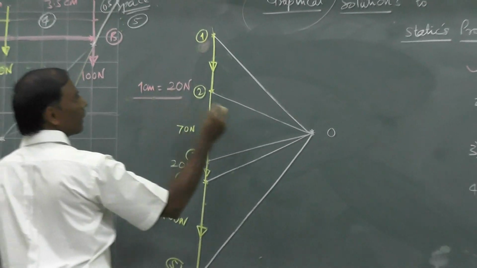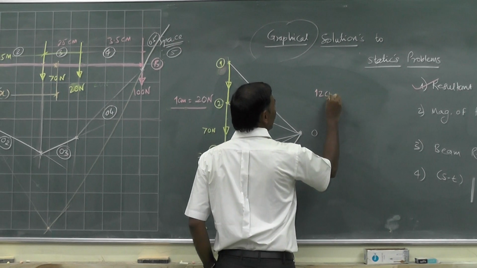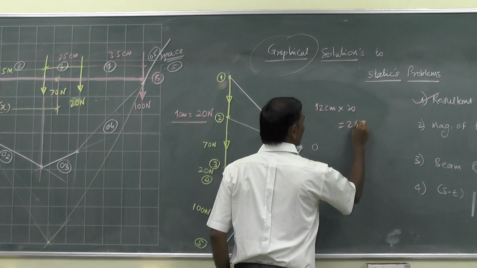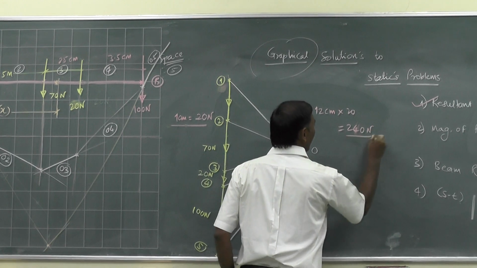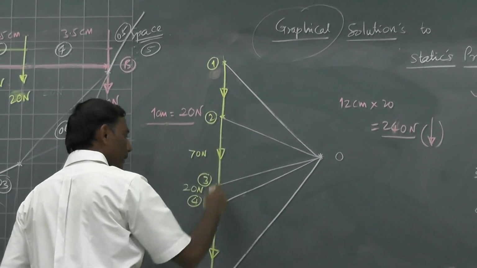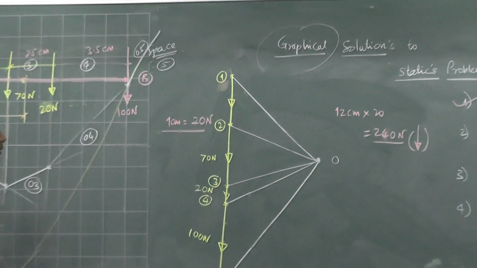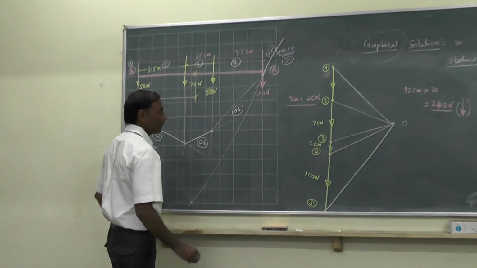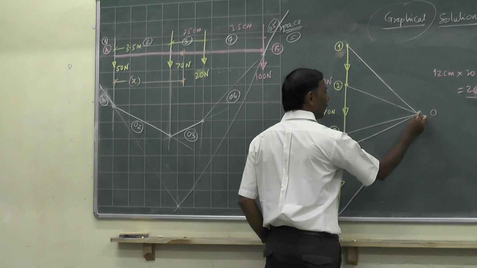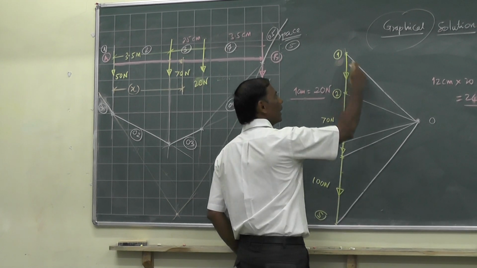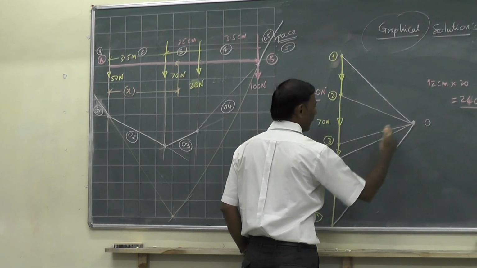It will definitely come out to be 12 centimeters multiplied by 20, so the magnitude is coming out to be 240 Newton. And the direction is from the line joining the first point with the last point. So this way you will get the magnitude. Now we are talking about the position, for which we select one auxiliary point, anywhere either on the right hand side or left hand side. Join these nodes with these points.